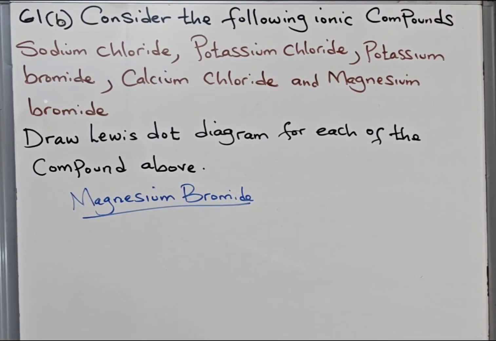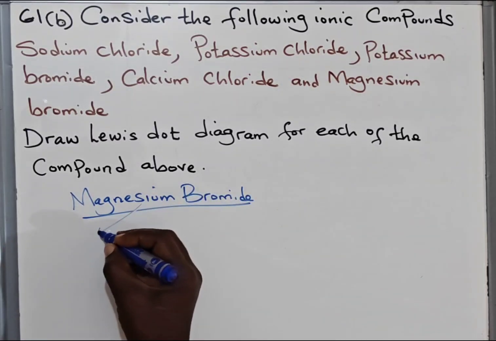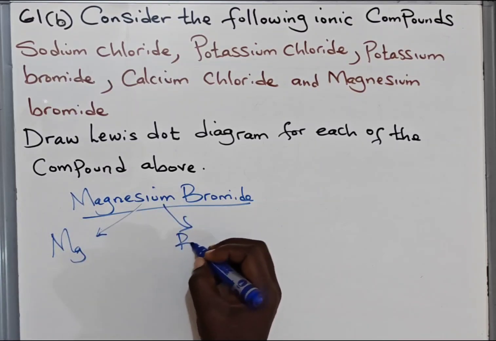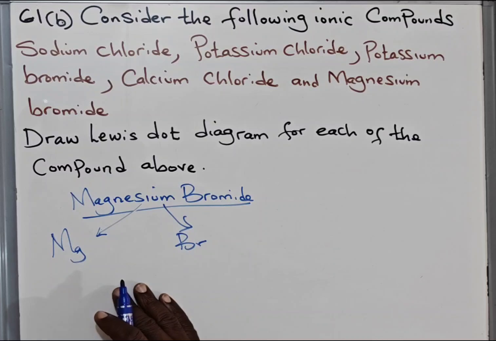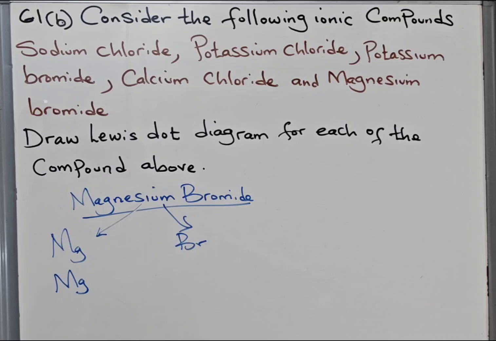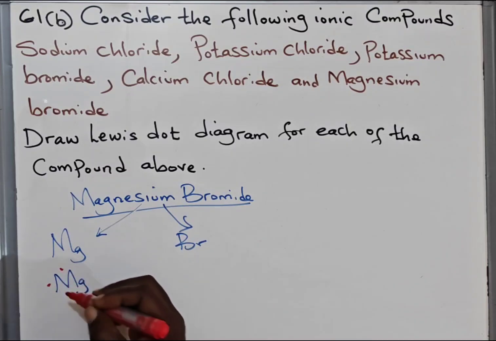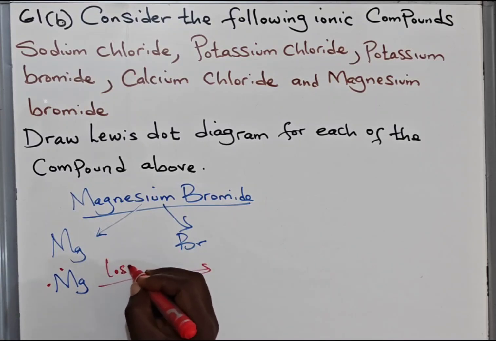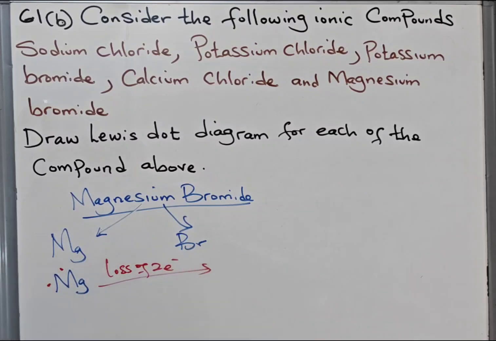Then lastly, we come to this magnesium bromide. This one is made up of two elements, magnesium, Mg, and bromine, Br. So let us look at magnesium first. Magnesium, the symbol is Mg, and it belongs to group 2. Group 2 has 2 valence electrons around it. So the best alternative to attain stability for group 2 is to lose those 2 electrons. So here we say loss of 2 electrons.